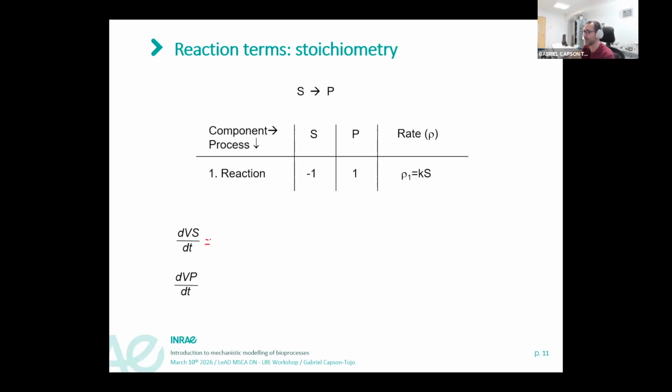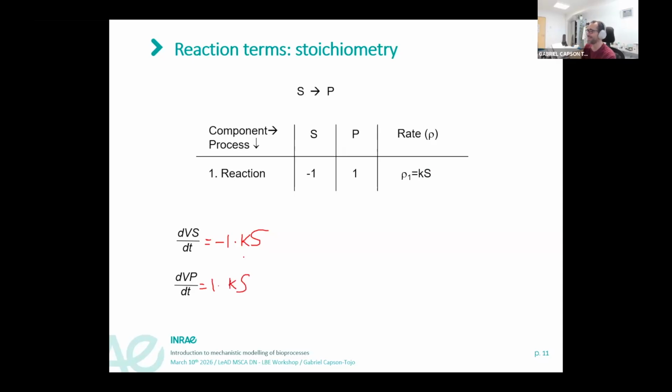The only thing that you need to do here is multiply the rate by the stoichiometric coefficient, which is why this matrix is so useful. Here it is pretty obvious. You take the stoichiometric coefficient that you have here, and you multiply this by Ks, and that's what you get. For P, in this case, it is 1 multiplied by Ks.